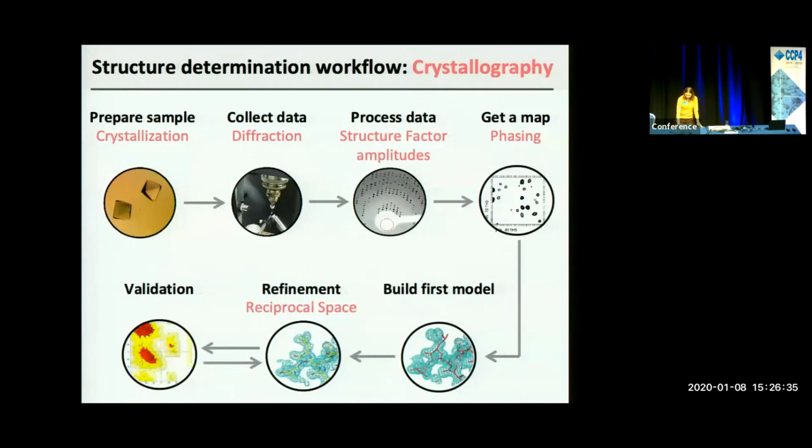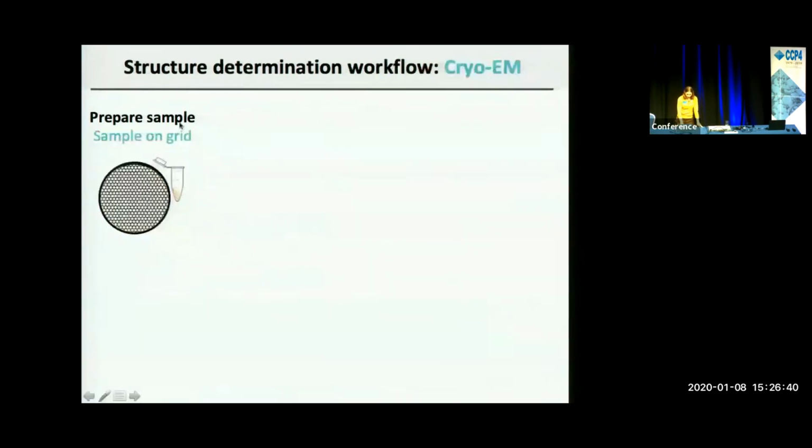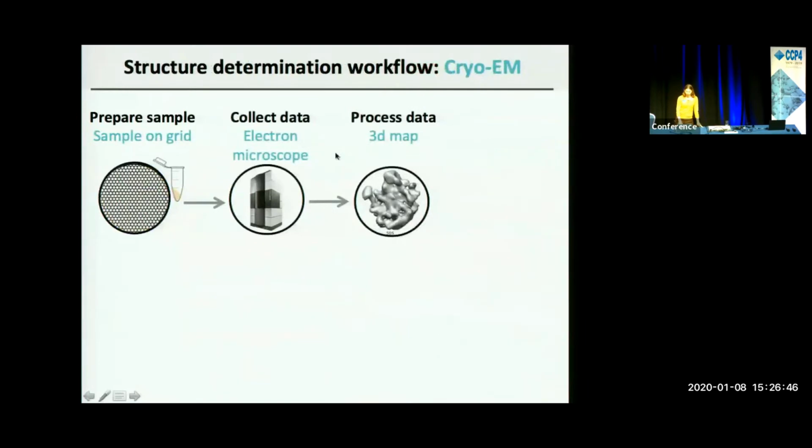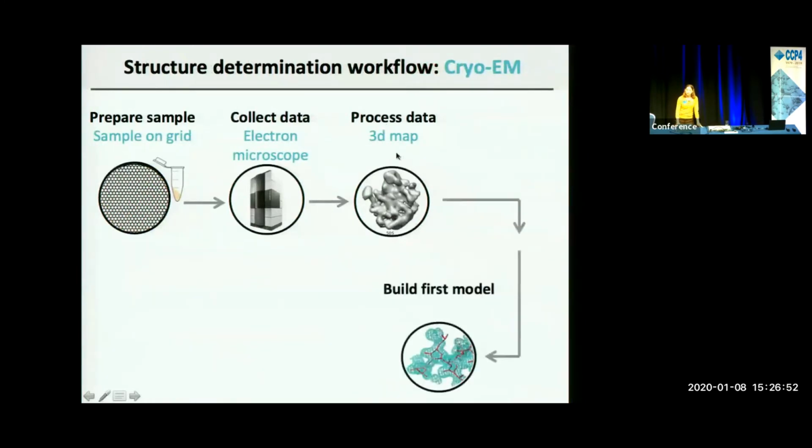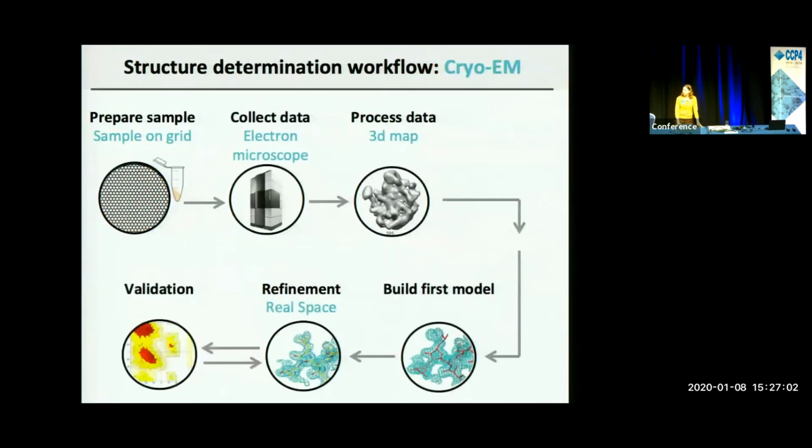Now for cryo-EM, the workflow is very similar. So first we have to prepare our sample. We collect data on an electron microscope. We get images, and we process these images in order to get a 3D map. So here we don't have this procedure of phasing. So with that 3D map, we can build a first model, then we perform refinement in real space, and again, we do validation and refinement iteratively.